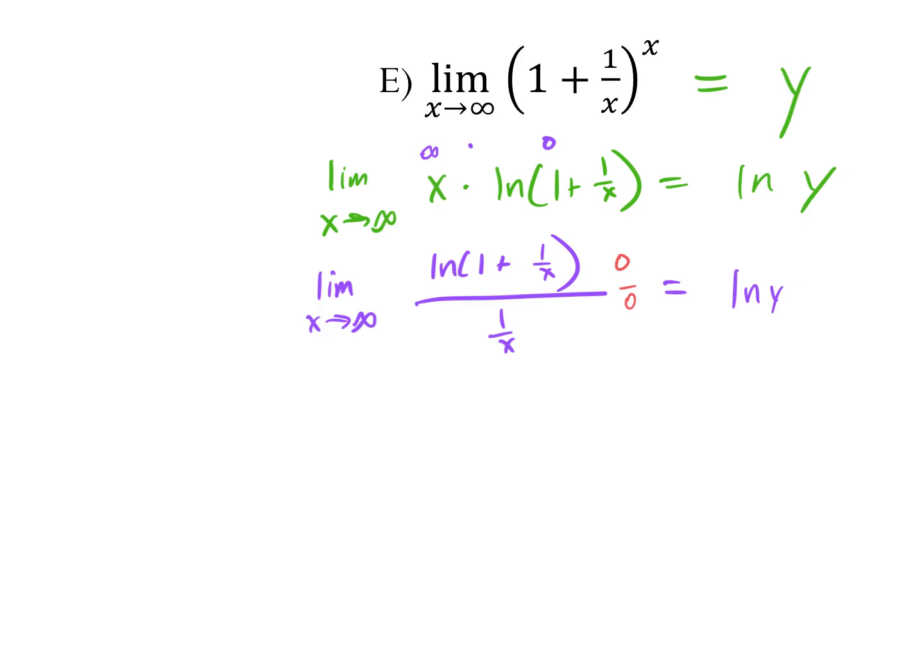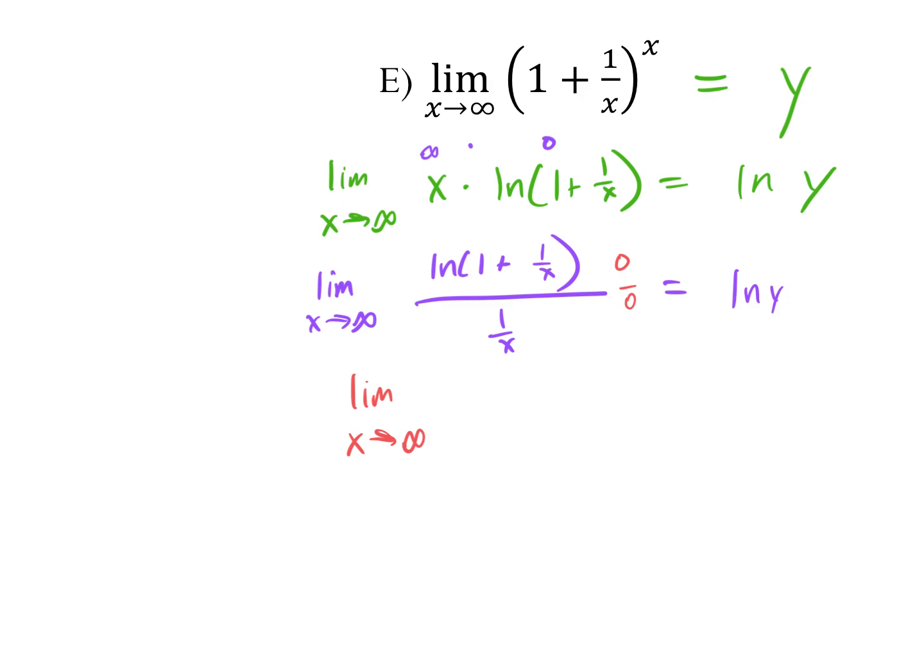Infinity times 0 is not a L'Hopital's form. This one is a L'Hopital's form. Even though this looks a lot more complicated, it's a quotient. Remember for L'Hopital's, we take the derivative of the top and then we take the derivative of the bottom separately. So this becomes the limit as x approaches infinity.